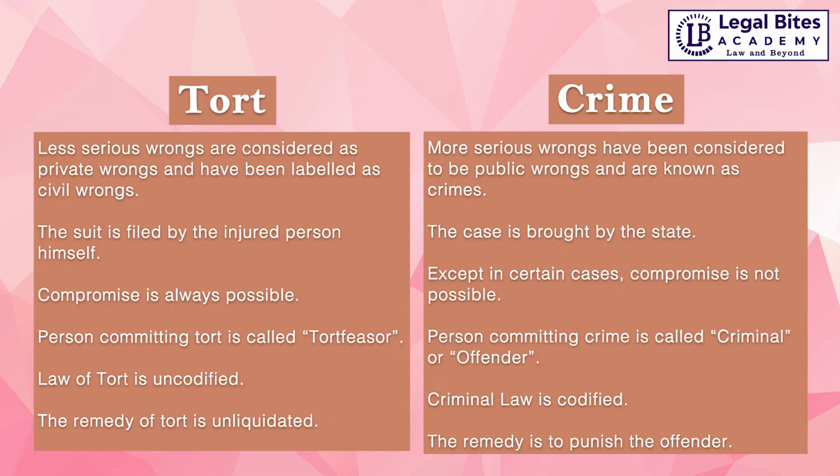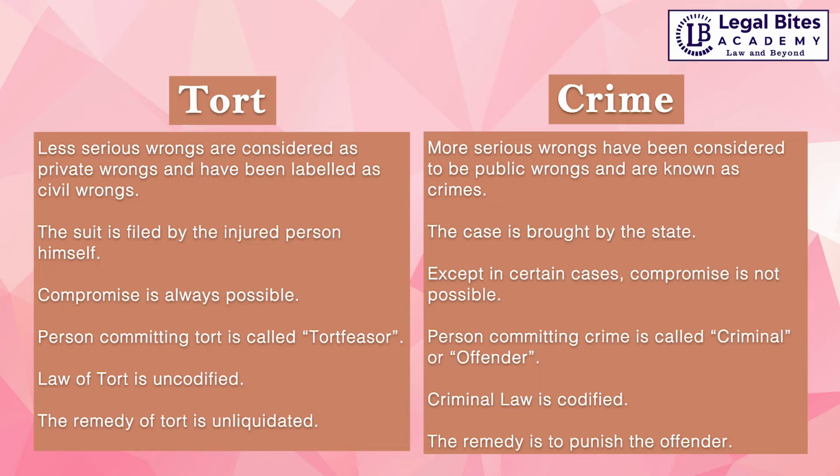Our next difference is in tort, the person committing tort is called tortfeasor, whereas in crime, the person is called criminal. Our next difference is tort is uncodified, whereas criminal law is codified. Codified and uncodified law means: codified law is simply the body of statutes or ordinances and written laws passed by the legislative and administrative bodies, whereas uncodified laws are those that originate from precedents, customs, and principles of jurisprudence.